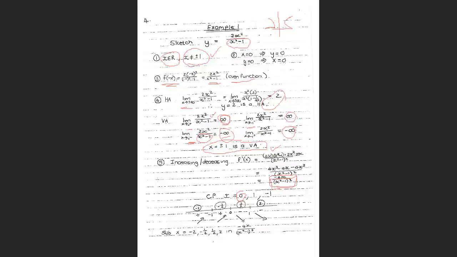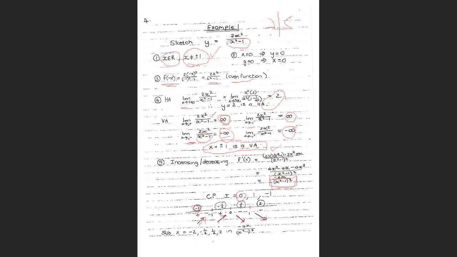Like I said, put them on a number line and then test the sign. So choose a value slightly less than minus 1. You see here I choose minus 2. I test, I get positive. Positive means increasing. Between minus 1 and 0, you can use minus half. Again, it says increasing. And then between 0 and 1 it is decreasing because it's negative. And between 1 and all the way to infinity, I choose 2 and it's decreasing.